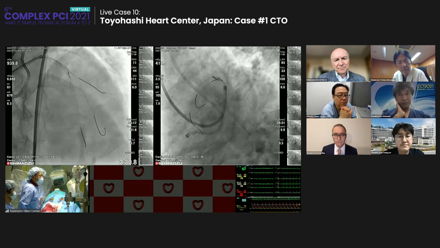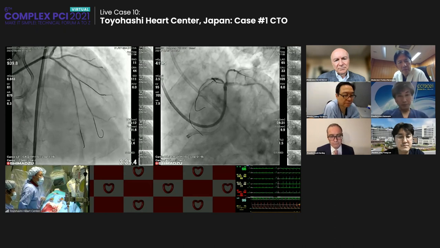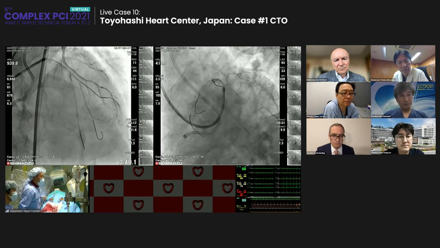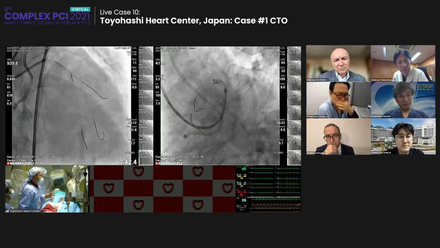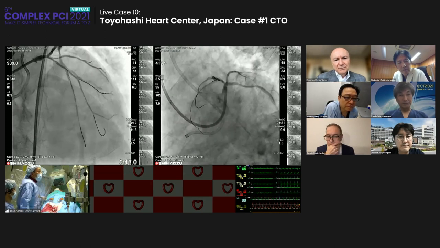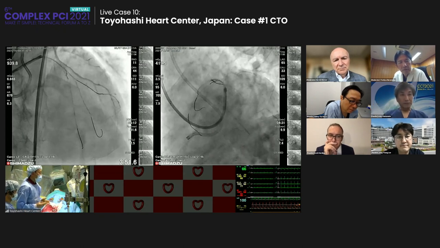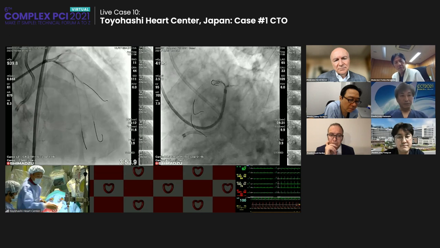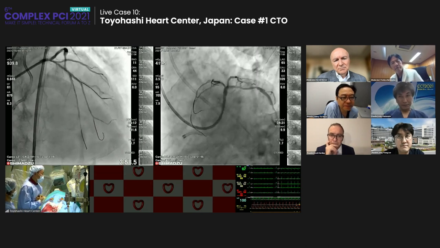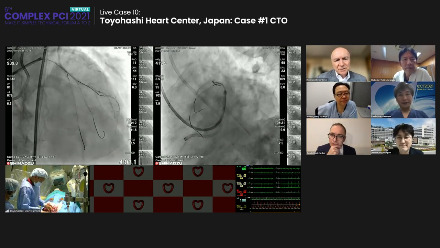Maybe I'm not sure what will happen after the stenting of this kind of bifurcation. Anyway, the stent was deformed, and some material is collected at some point. So I want to put the stent for the diagonal, and then put the stent for the LAD, using the mini crush. We discussed that both options are there.